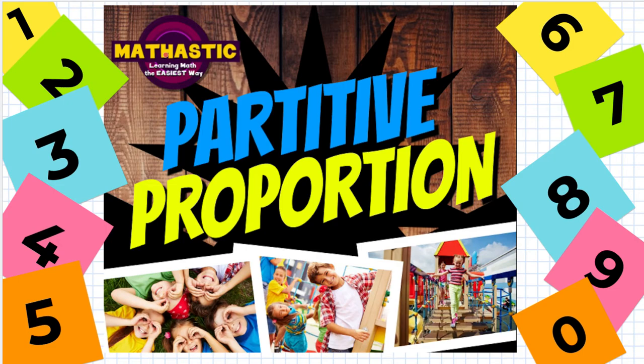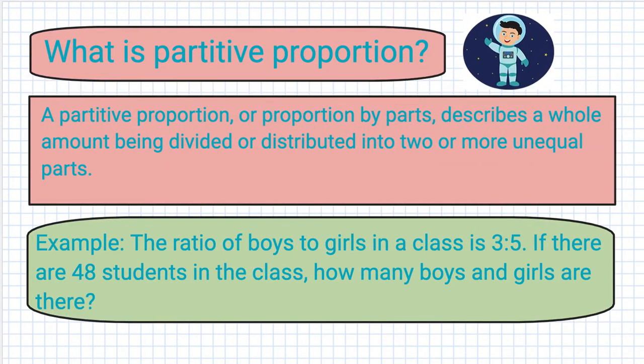Everyone, today we will be discussing all about partitive proportion. Now, let's try to have this one. What is partitive proportion? A partitive proportion, or proportion by parts, describes a whole amount, or the total number, being divided or distributed into two or more unequal parts. We can understand this concept by looking at the example below.